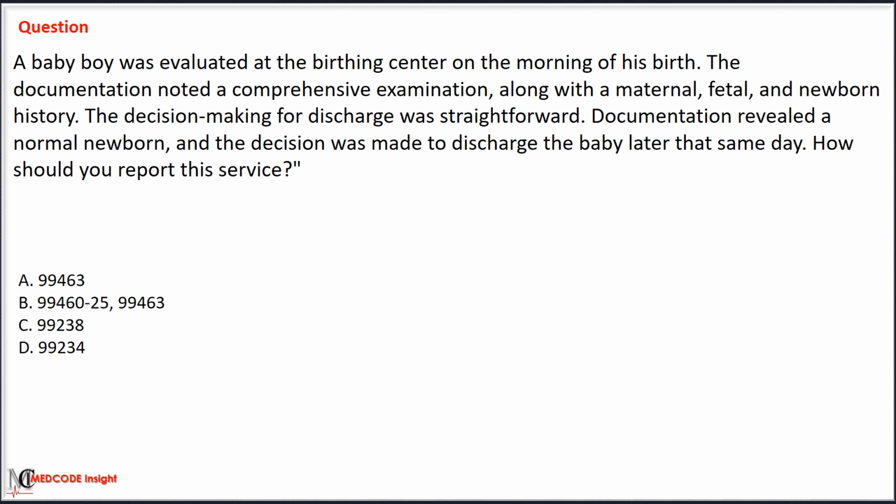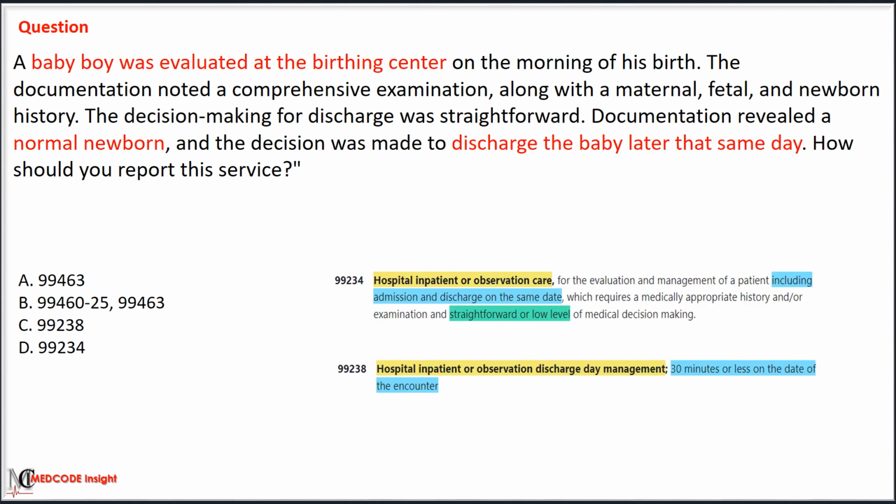Option A with the code 99463. Option B with the code 99460 along with modifier 25, 99463. Option C with the code 99238. Option D with the code 99234.